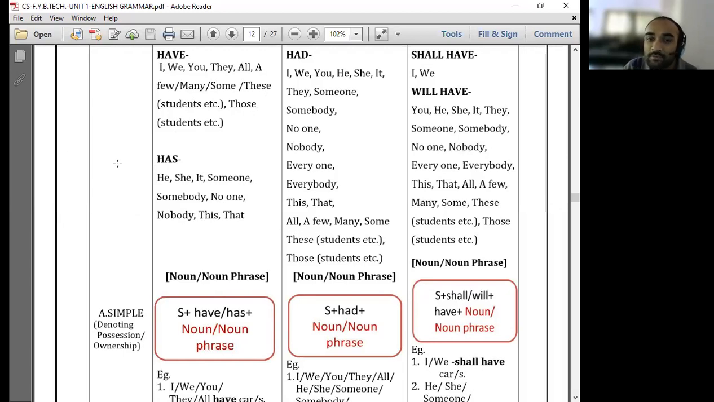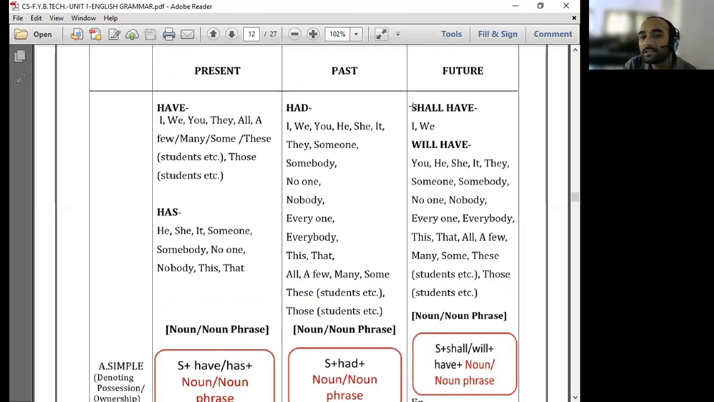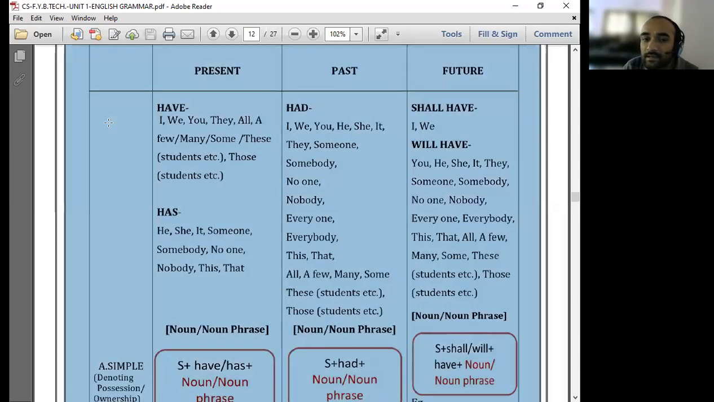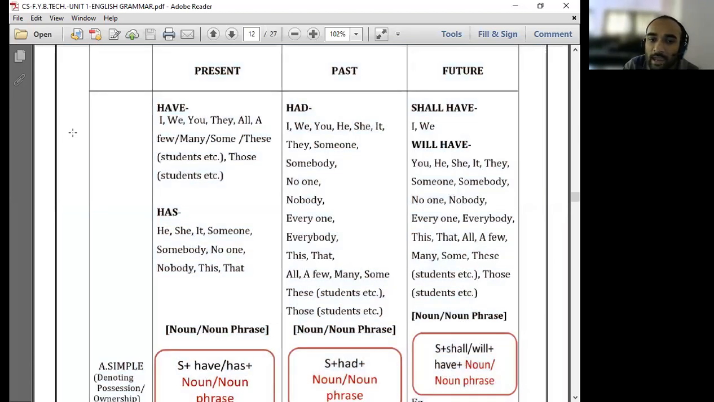So have is used for the plural subject. The exception is only I. I हेच फक्त एक्सेप्शन आहे, बाकी सगळे जे आहेत ते प्लुरल सब्जेक्ट्स आहेत. वी, यू, दे, all, a few, many, some, these, those, all of these are the plural subjects. Only exception is I. याच्या पुढे आपण have वापरतो सिंग्युलर असून सुद्धा.